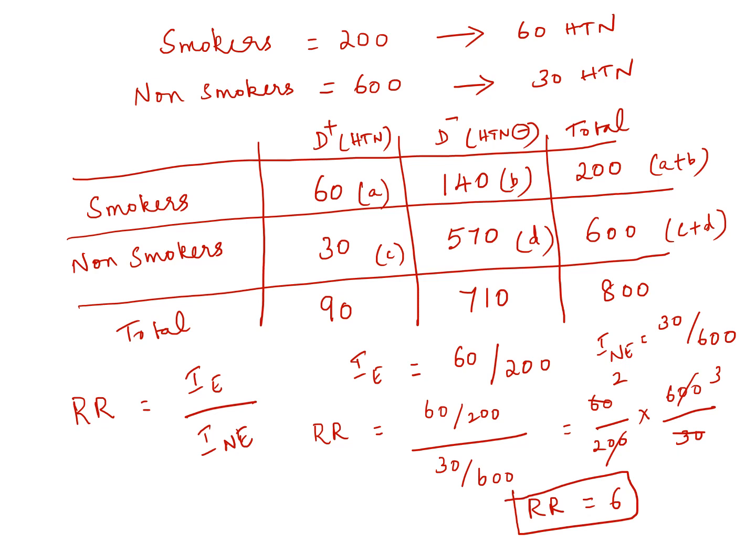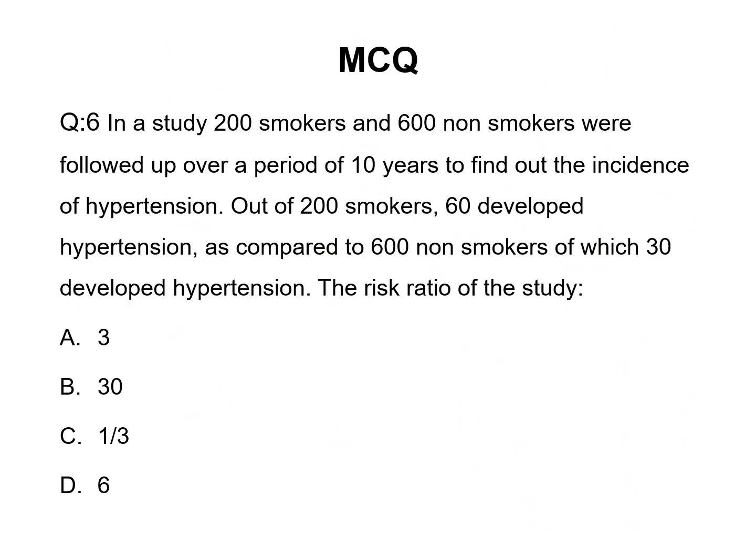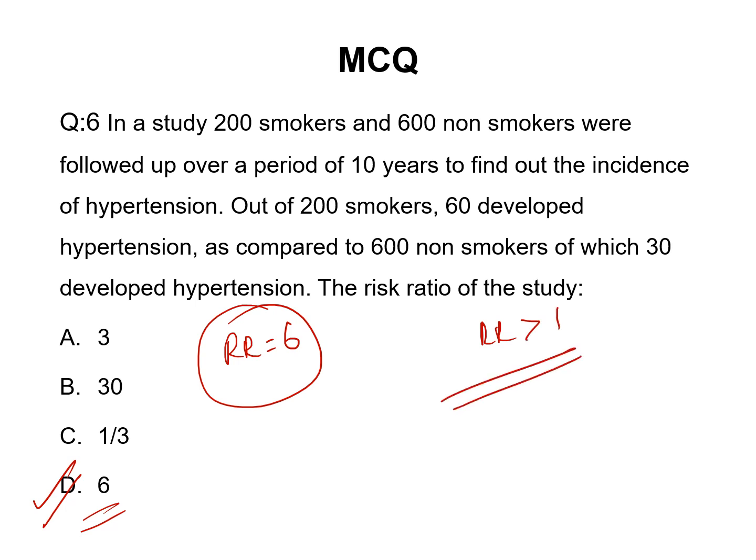Relative risk value more than 1 is positive association, which means there is association between smoking and the disease, and the value is 6. So what is your interpretation? Interpretation is the disease is 6 times more common among smokers when compared to non-smokers. So answer to that question is 6, which is option D. We got a relative risk value of 6. If value is more than 1, it means positive association.